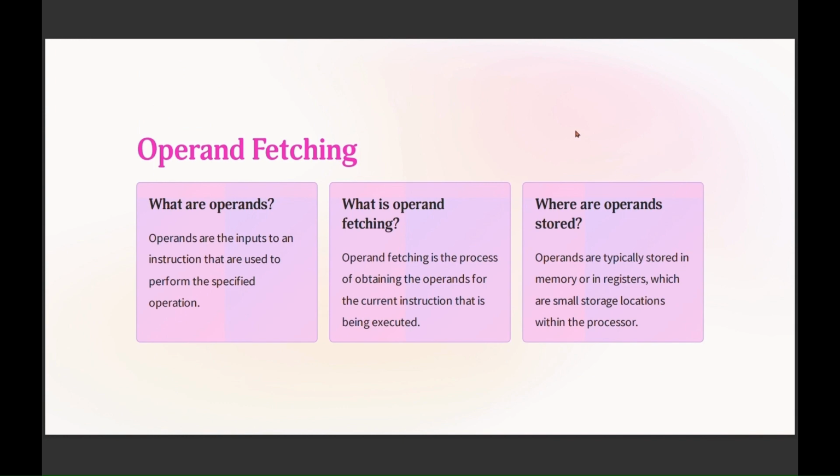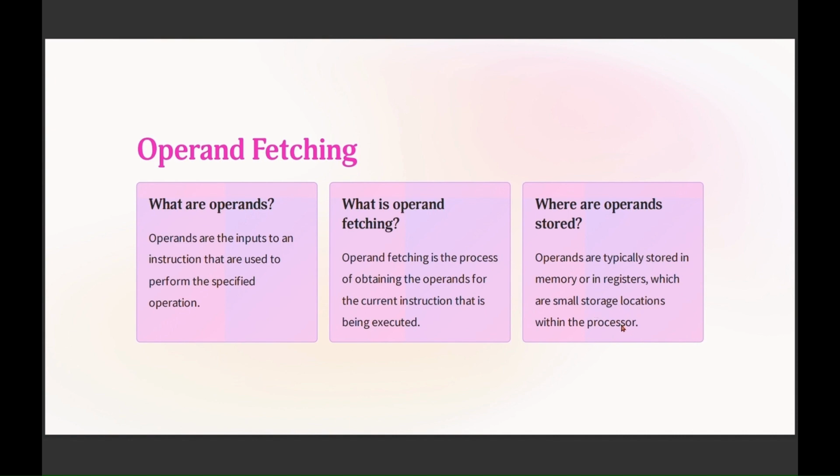So we'll talk about operand fetching. First, what are operands? Operands are the inputs to an instruction that are used to perform the specified operation. What is operand fetching? Operand fetching is the process of obtaining the operands for the current instruction that is being executed. Where are the operands stored? Operands are typically stored in memory or in registers, which are small storage locations within the processor.